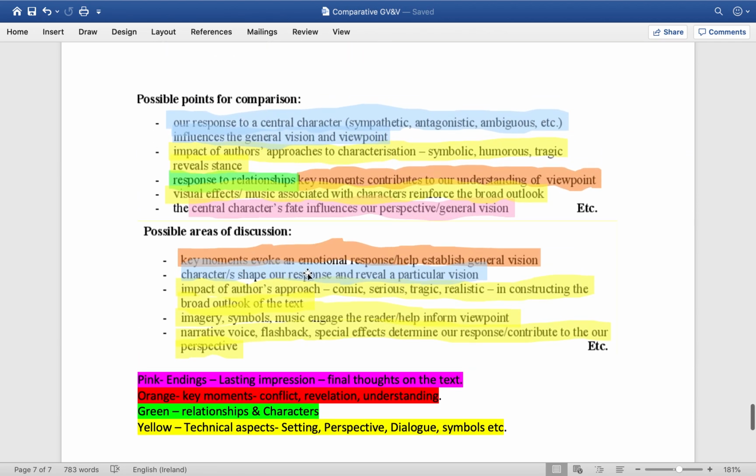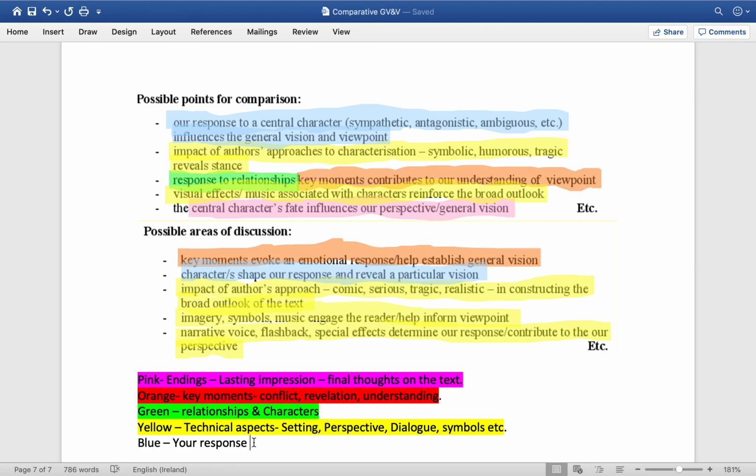The blue here I have down as our response. So I can actually add in blue. And I think this underpins everything else: your response to the text. The text is only alive when you respond to it, when you engage with it. So your response underpins all of the general vision and viewpoint. How do you interact with the text? What do you think of the text? Do you think it's positive or negative? An author can throw out something that he or she believes is positive, but you might have a negative association with that, and that is important to note.